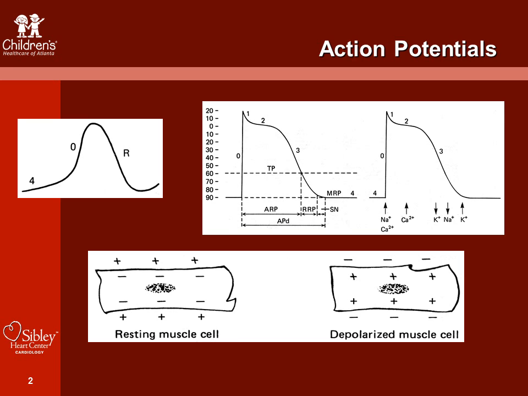This phase is due to the opening of the fast sodium channels. It causes a rapid increase in the membrane conductance to sodium, which leads to a rapid influx of sodium ions into the cell.